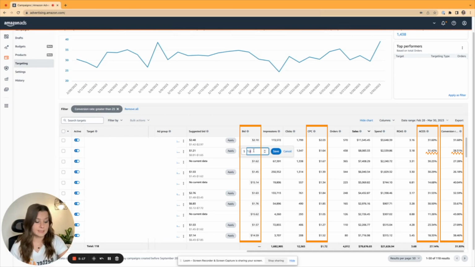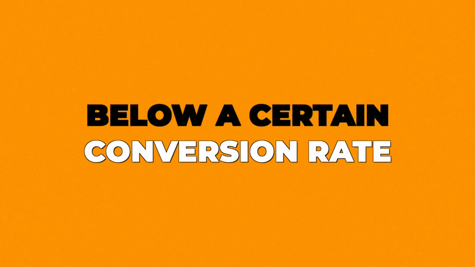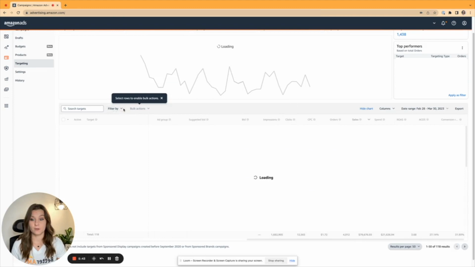So I'm going to set this at 170 and I'm just going to scan through and do that with every single keyword. And you can take as much time or as little time as you want doing this. That's the kind of cadence I like to use. Now on the other side, we're going to do this in reverse for anything below a certain conversion rate.